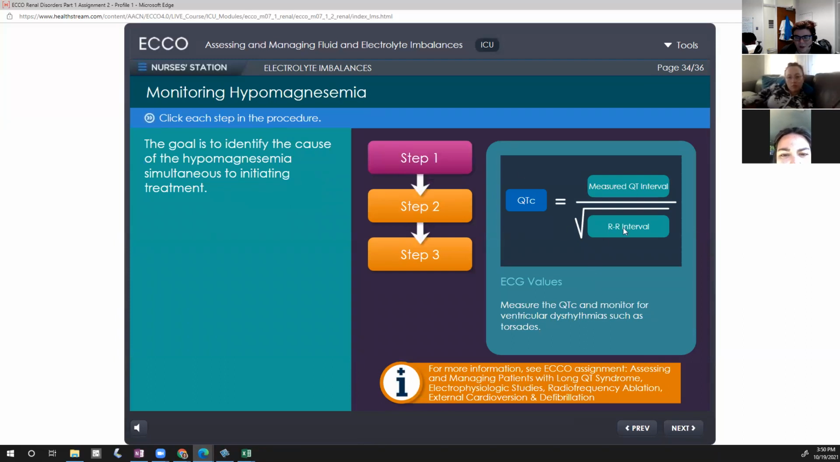And this is just how QTc is calculated. Again, you should not need to know this for the test, but it's kind of nice to know. Fortunately, the Philips monitors do it for us, so we can be completely lazy.